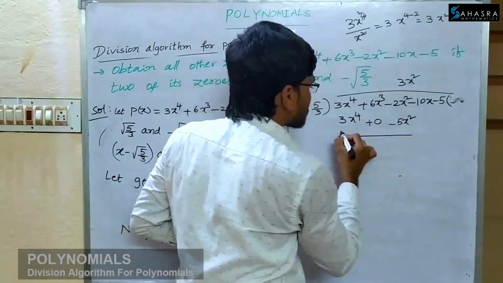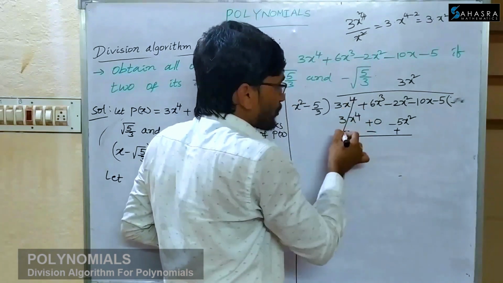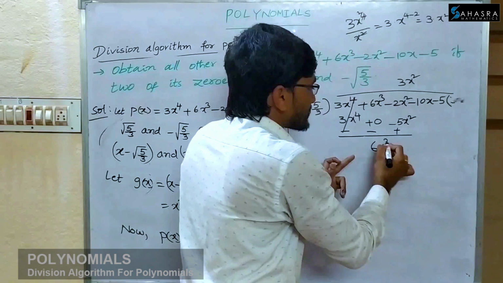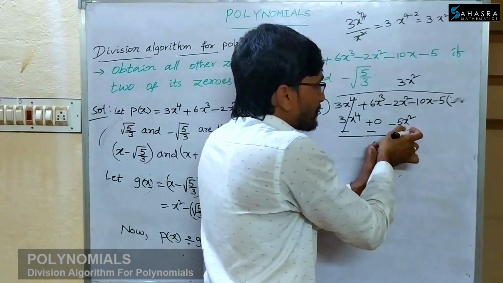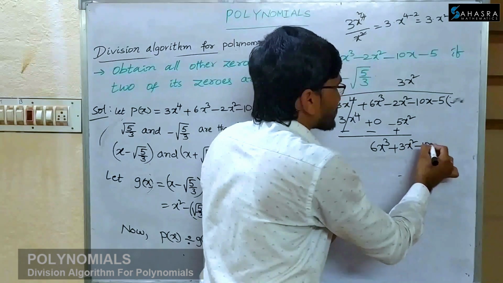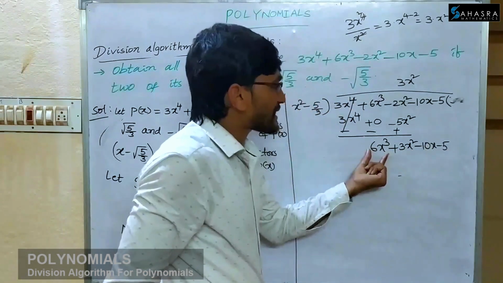Now change the signs. Minus plus 3x^4 minus 3x^4 get cancelled. 6x^3 minus 0, nothing but 6x^3. Minus 2x^2 plus 5x^2, 3x^2. Minus 10x minus 5. Now you have to eliminate 6x^3.